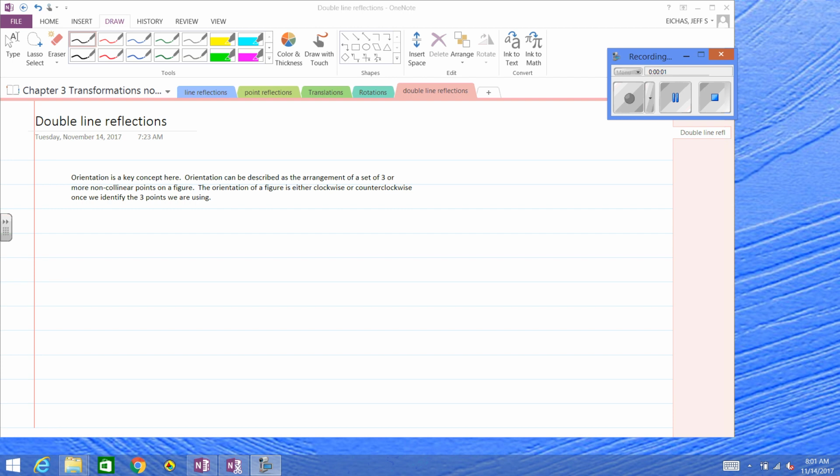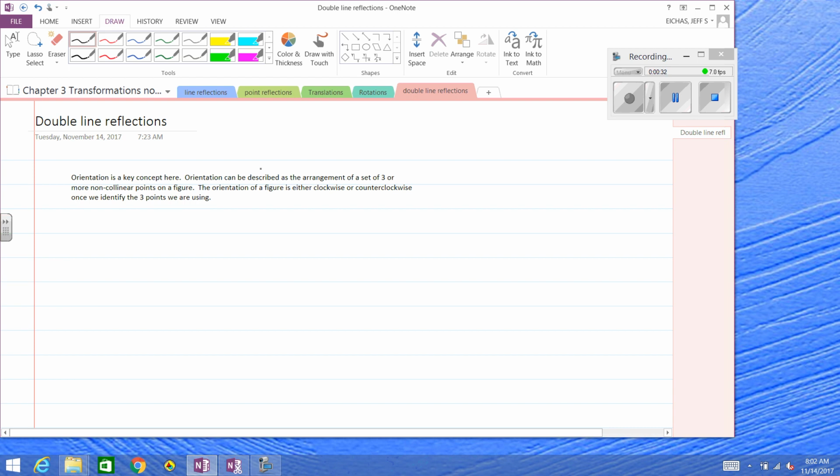Okay, so we're going to have a quick lesson on a sequence of two line reflections. Orientation is going to be a real big factor in these style of problems. Just to let us know, if we only see the pre-image and the final image, we're going to be able to identify if it was one line reflection or two or three or whatnot. So what we're going to do right now is look at this definition: orientation.